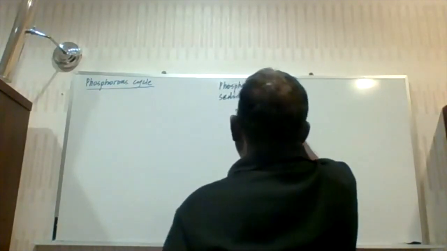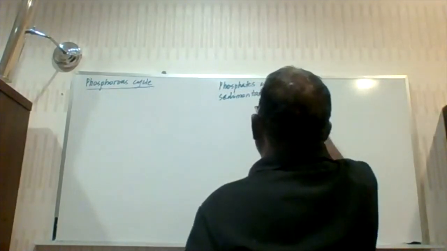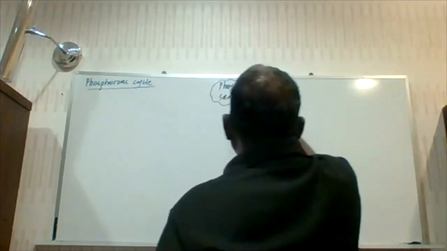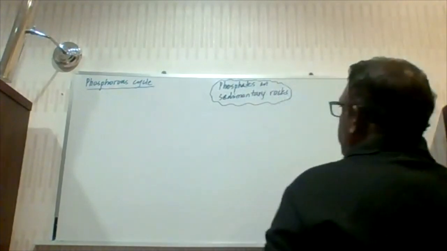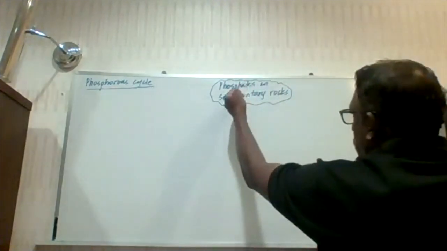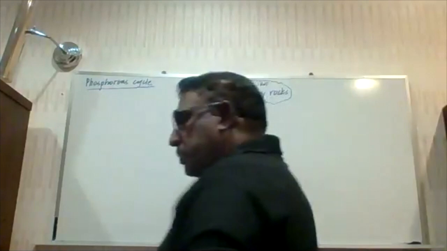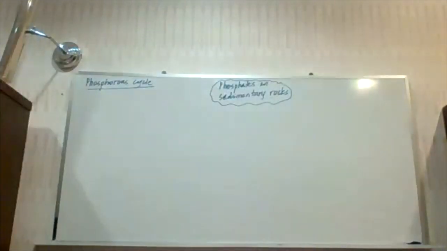rocks. So that is your reservoir. Okay, all right. So now from this reservoir, the phosphates will be moved to the biotic component, or it might be moved to other abiotic components. So how is it moved?